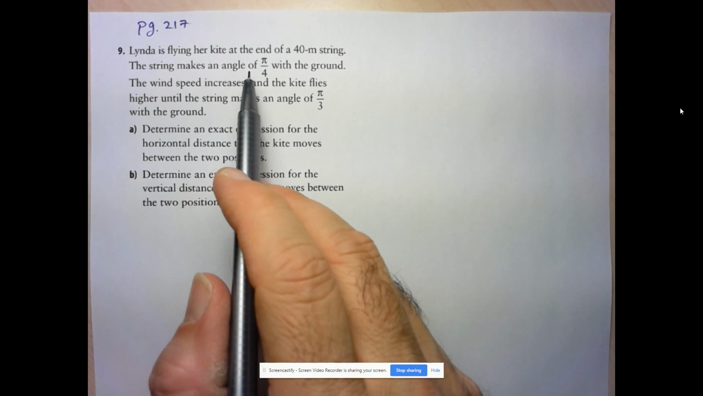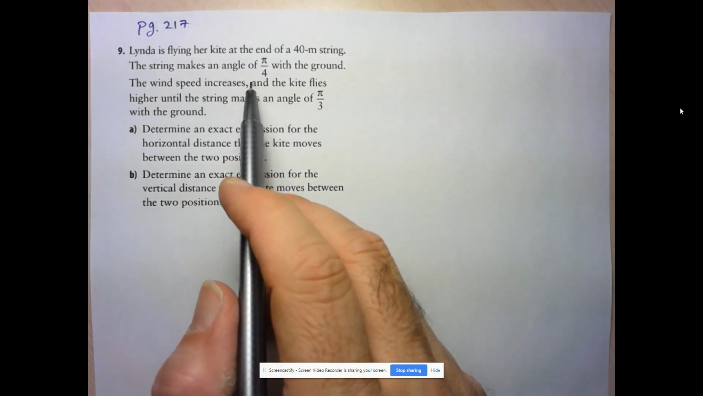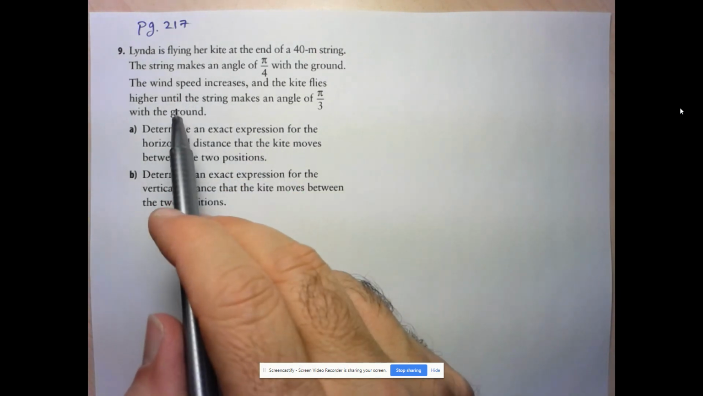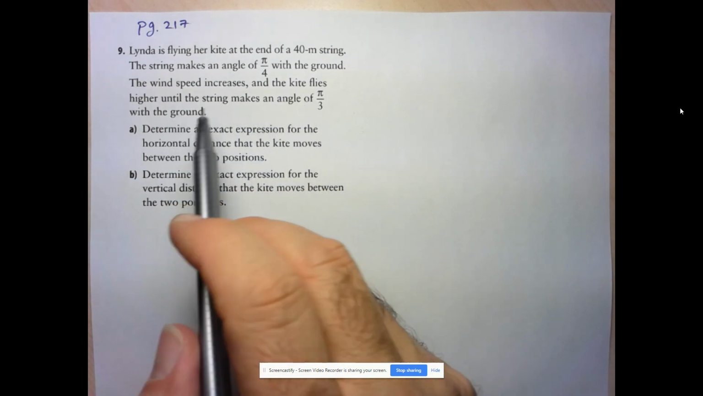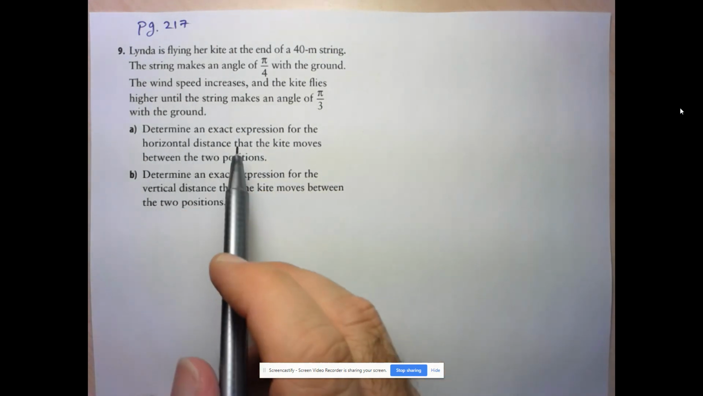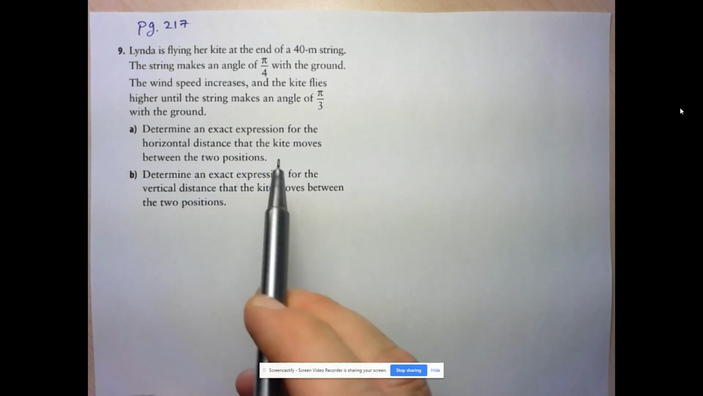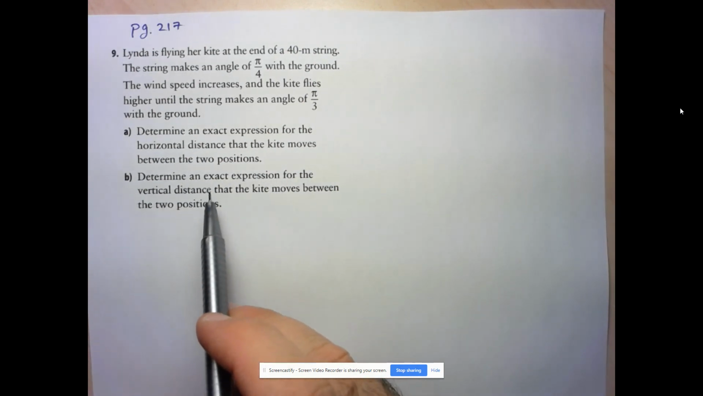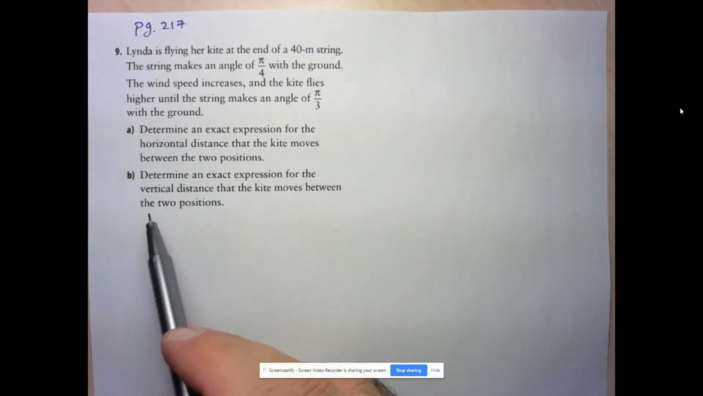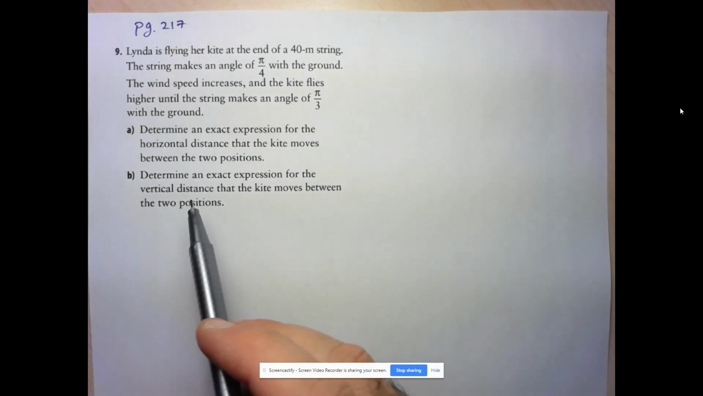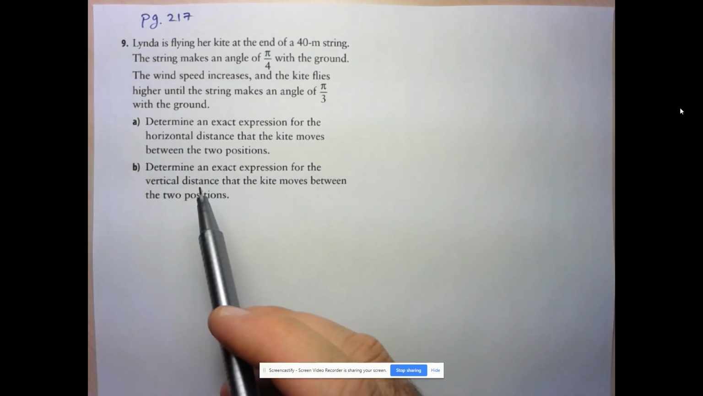The string makes an angle at the ground of pi over 4, and then something happens and this string is making an angle of pi over 3 with the ground. They want us to determine the expression for the horizontal distance that it moves and the vertical position that it moves. And then part C asks about approximating those. You can just stick those in your calculators and check them.